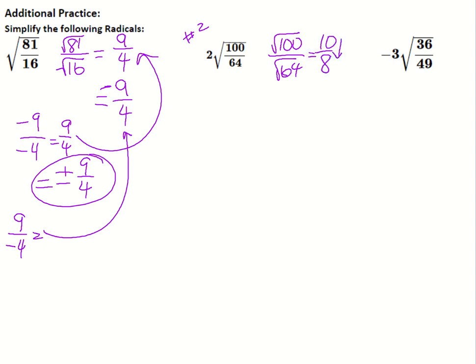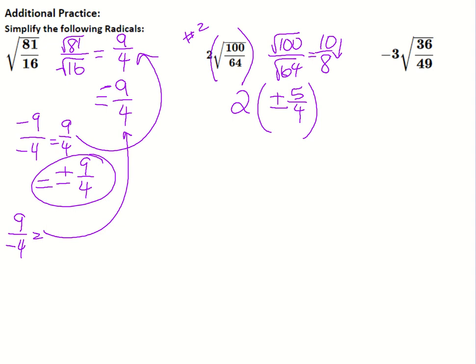Now, could I have reduced 100 over 64? Yeah, but it's a little easier to reduce 10 over 8, so I would rather do that. So I get plus or minus, because it's always a radical, so I get the opposite. I get 5 over 4. But what this was telling me was to now multiply that by 2.